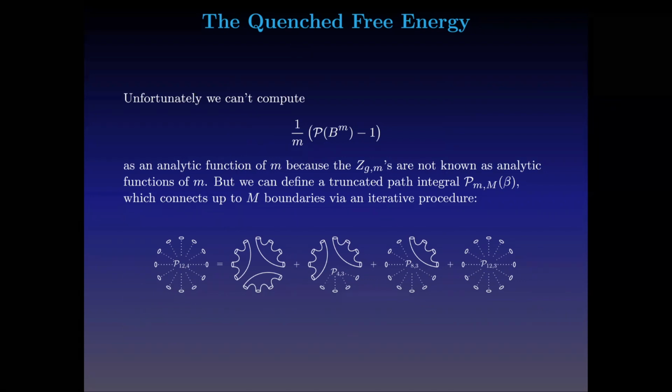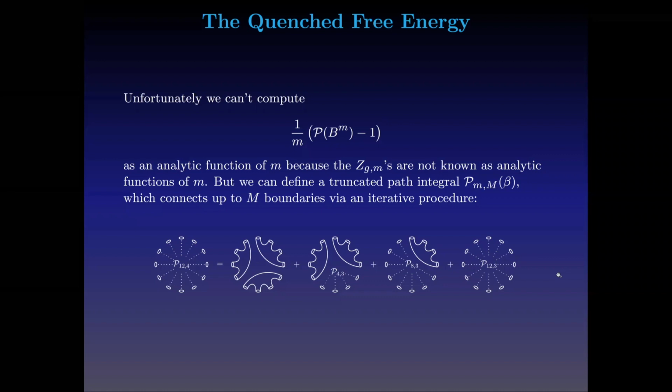Now, as I mentioned before, unfortunately, we can't actually compute this quantity as an analytic function of M because the ZGMs are only known recursively, so we can only compute them iteratively. So what we do instead is we define the truncated path integral, P little m big M, which connects up to capital M boundaries in this iterative procedure. So P12,4 is going to have 12 boundaries and connect up to 4 of them. So you'll receive contributions where we have connections, so 4 are connected, all of them, or we have 2 pieces where 4 boundaries are connected and the rest have 3 boundaries connected, and so on.